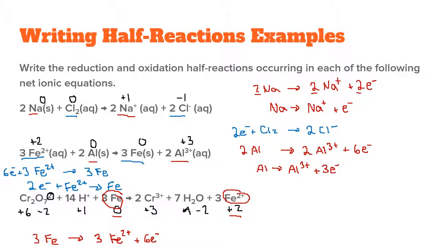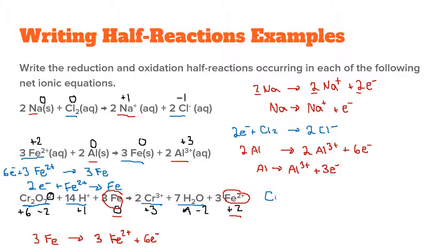Now our second half reaction is going to be a little bit more complicated because we notice that the chromium is what's actually being reduced, but the chromium in the dichromate ion is connected with the oxygen, so we also need the H2O to balance out the oxygen, and then we're going to need the hydrogen ions to balance out the hydrogen from the water. So all of that is going to be in my reduction half reaction.